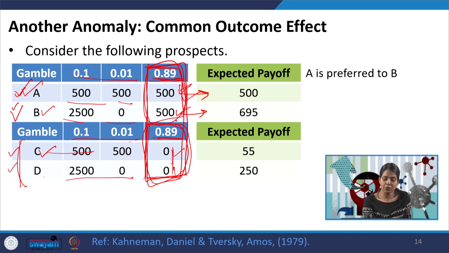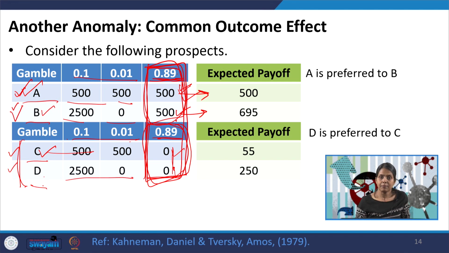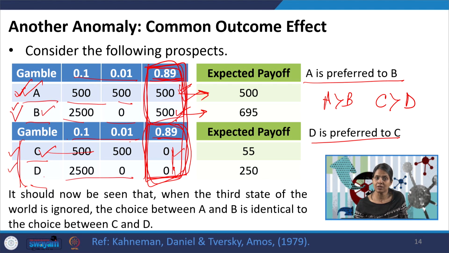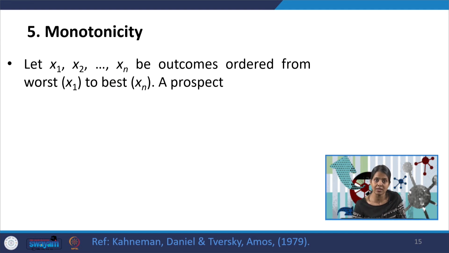Now, that is why I am talking about removing the last column, which makes A and C identical, B and D identical. But it is observed that A is preferred to B while D is preferred to C. The argument was that if A is preferred to B, then C should be preferred to D because they are identical, but this has not been observed. It should now be seen that when the third state of the world is ignored, then the choice between A and B is identical to the choice between C and D.